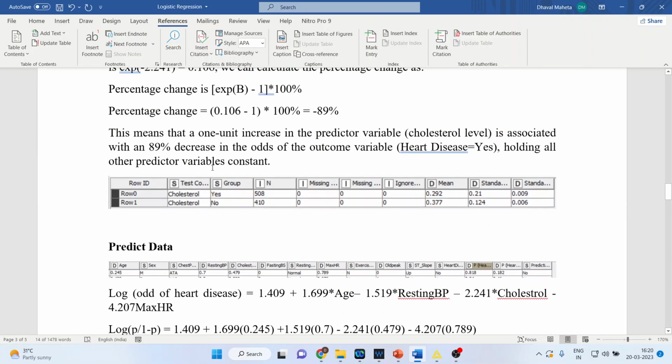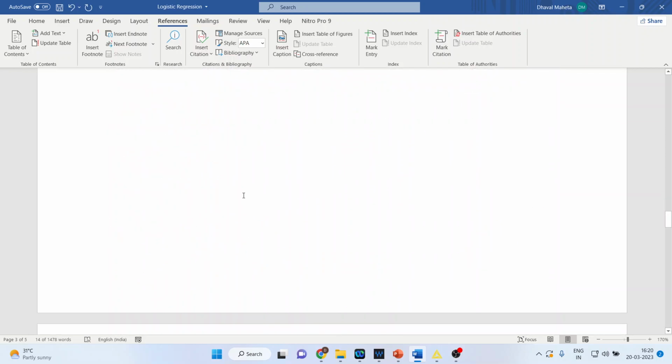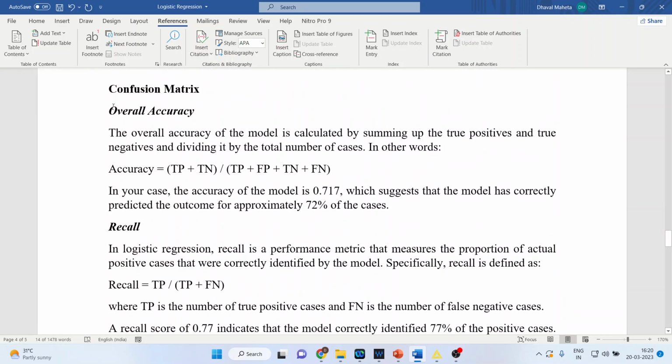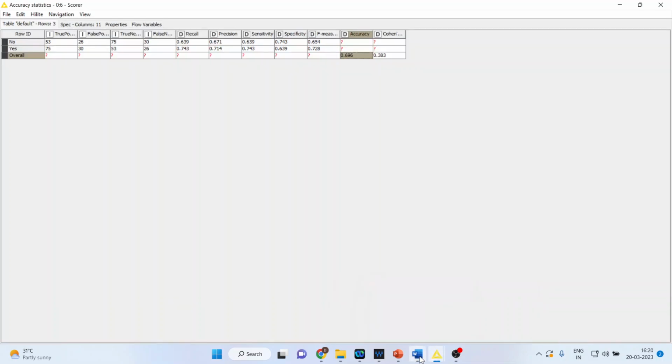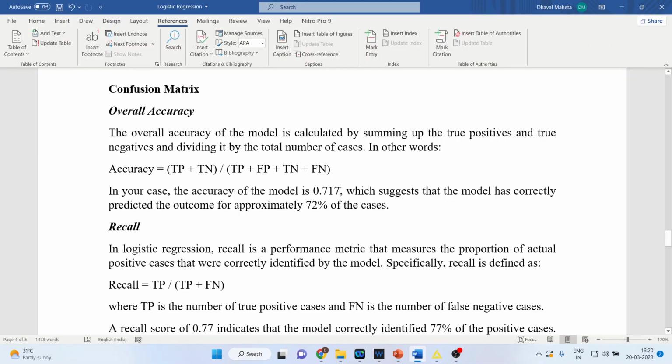I have already explained all these concepts in my previous video. The first one, the classic overall accuracy. So here our overall accuracy is how much? It is 0.696. It's quite good. 0.696, which suggests that the model has predicted the outcome approximately 69.6 percentage of the cases. So this is the overall accuracy.